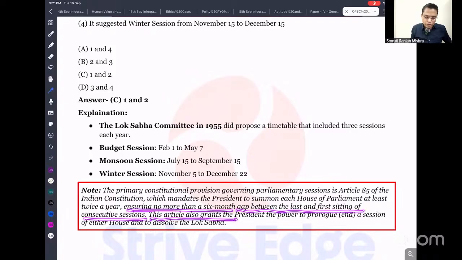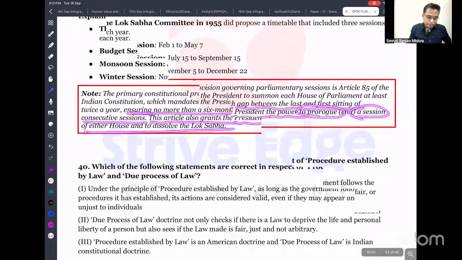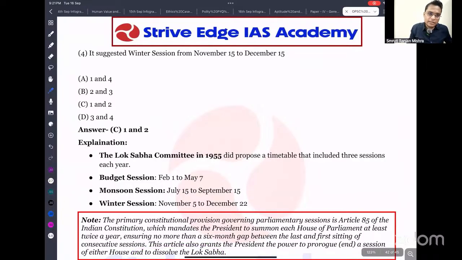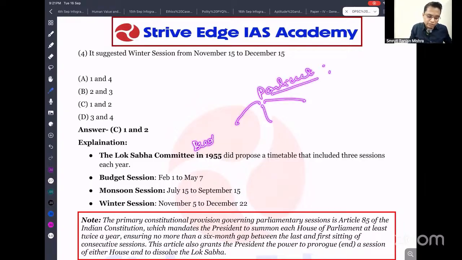This article also grants the president the power to prorogue, meaning end a session, and also dissolve the Lok Sabha. So that is the reason our Parliament has 3 sessions. The first one is the budget session, then the next one is the monsoon session, and the next one is the winter session.